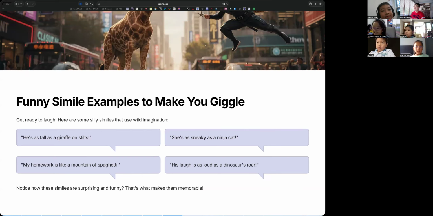You all know what stilts are, right? Stilts make someone taller, right? That's pretty cool, right? So giraffes wearing stilts are even taller, okay?